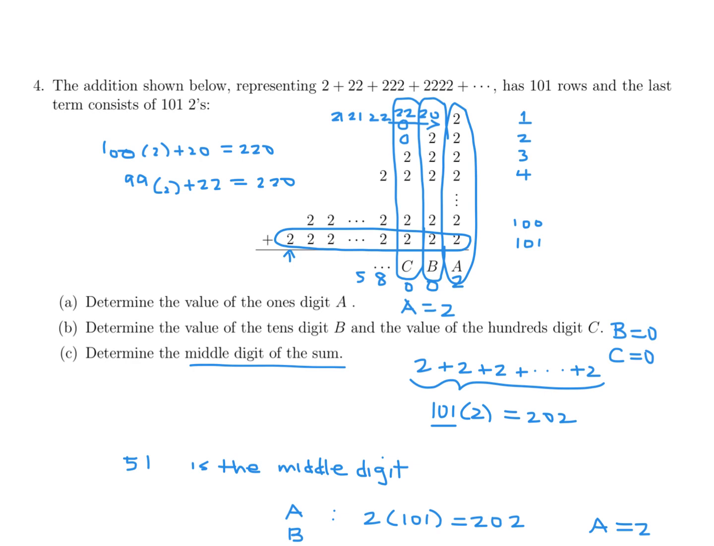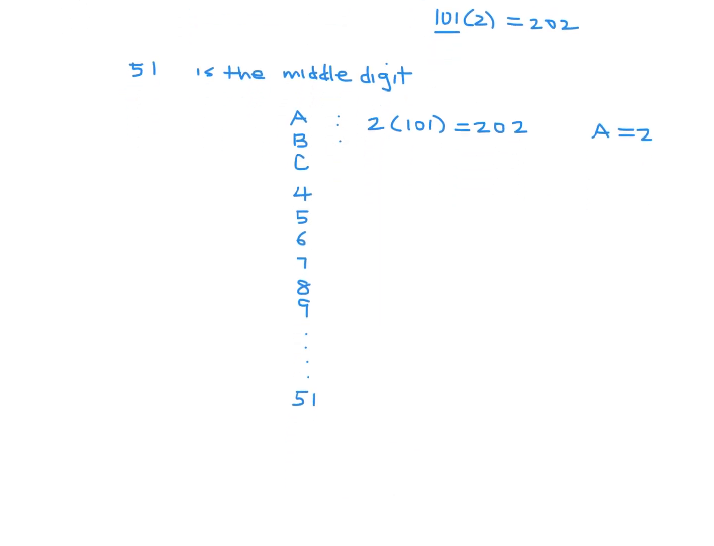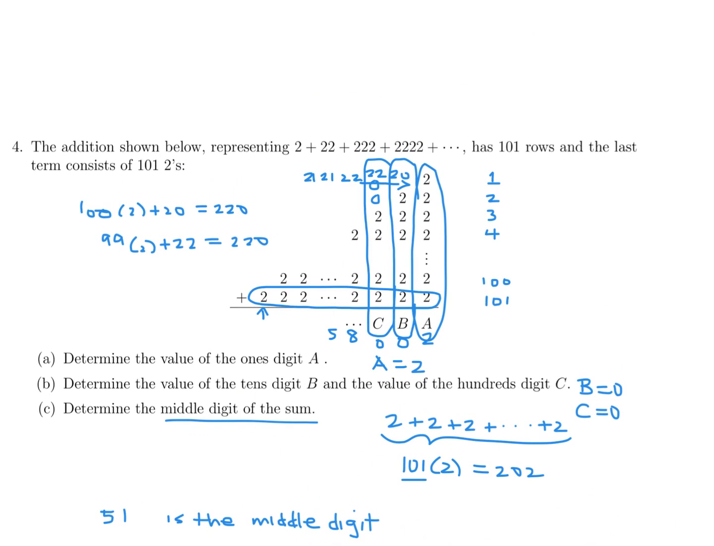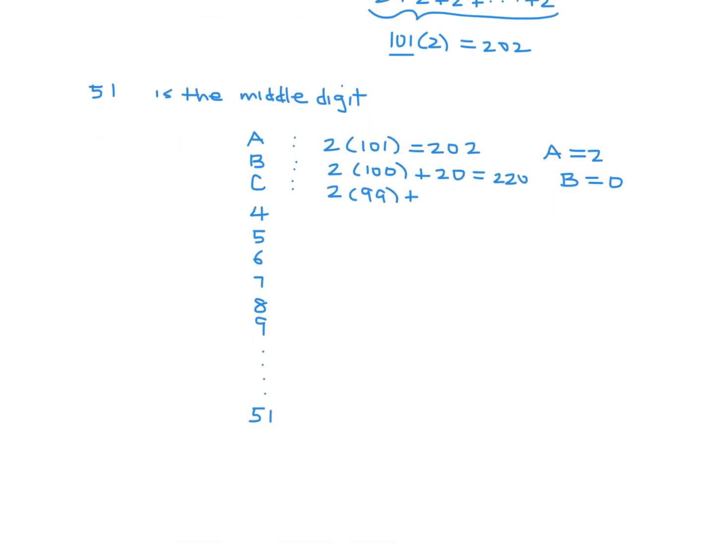For the second one, B, I did 2 times 100, and then remember we had to add the carry. So that was 220, and therefore B was equal to 0. And then C was 2 times 99, and then remember we had to add the carry, which in that case was 22. So that became, interestingly, 220 again. That means C is 0, because C was this guy, this was B, that was A.